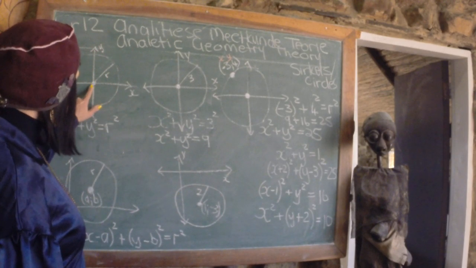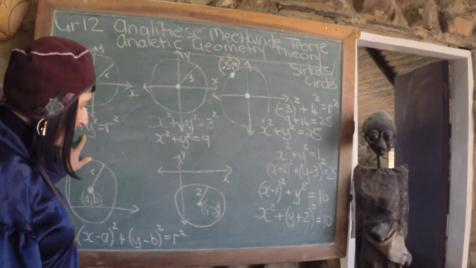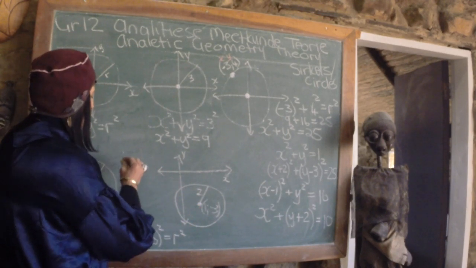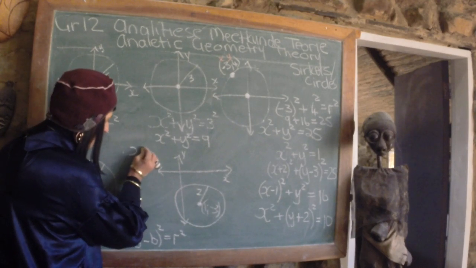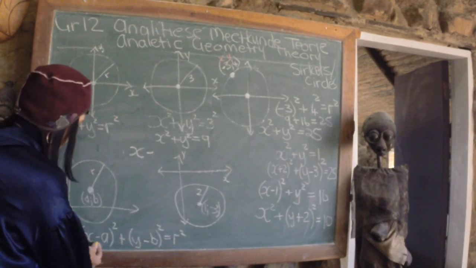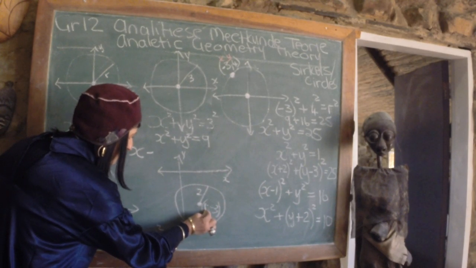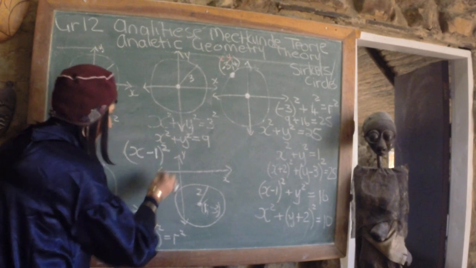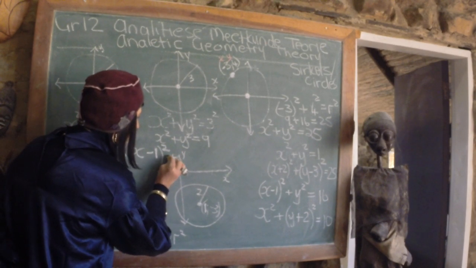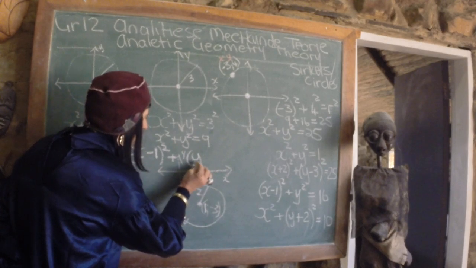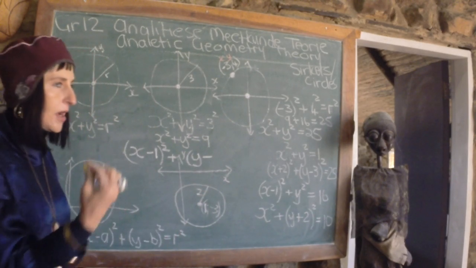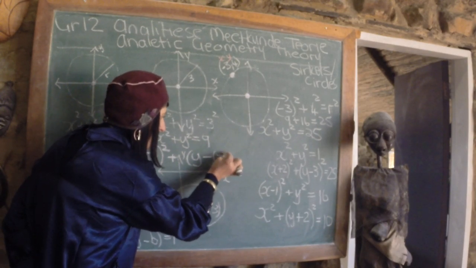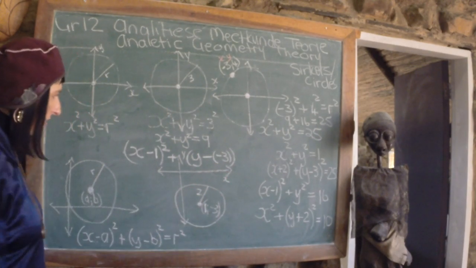If it was in the origin, then it would have looked like that. Now it's not in the origin, so this equation is going to be x minus, see? Now I insert a, squared, plus y minus, now I insert b, minus 3. And can you see what happens over here, grade 12s?